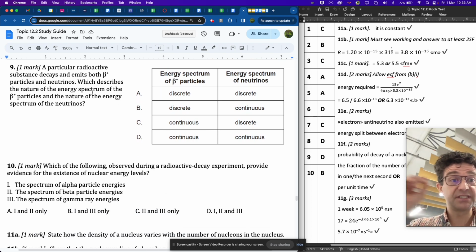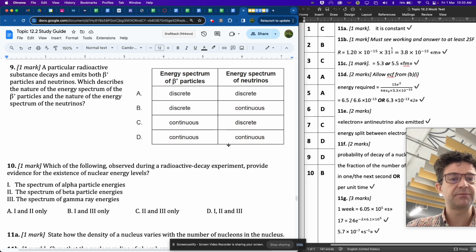A particular radioactive substance emits both beta plus particles and neutrinos. What describes the nature of the energy spectrum? This is a subtlety on beta decay. And so we know that the spectrum of beta particles is actually a continuous one because we have different energies for the neutrinos. Of course, if this is going to be continuous, the neutrinos must also be continuous to fill in the gaps.